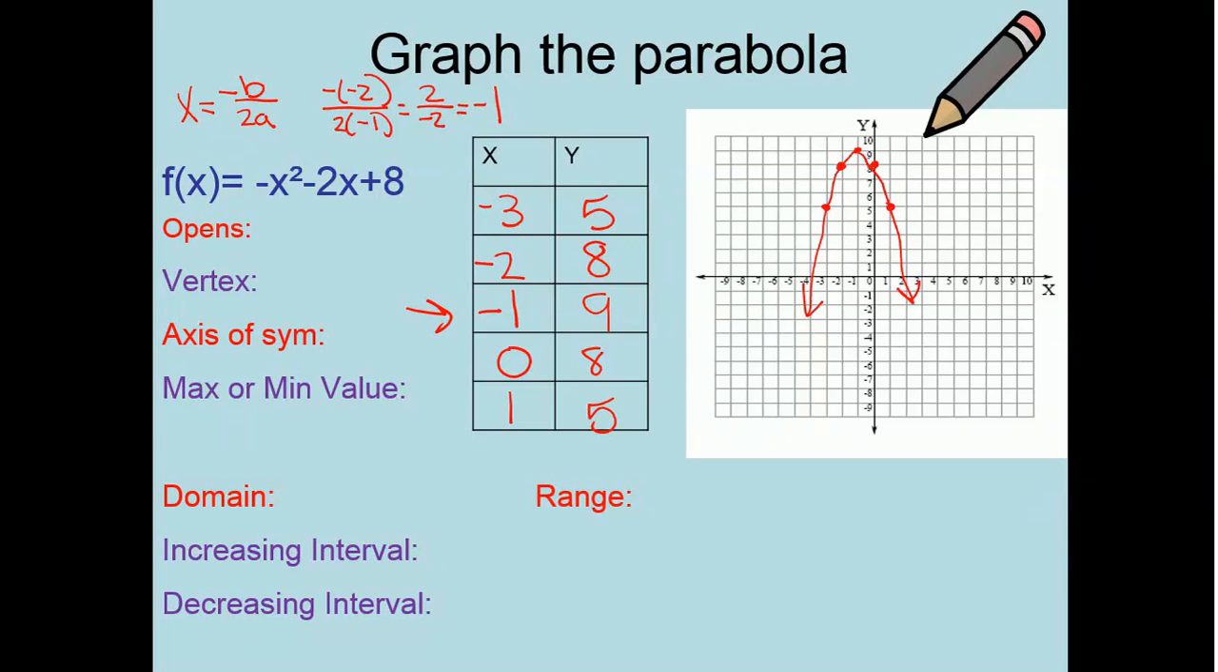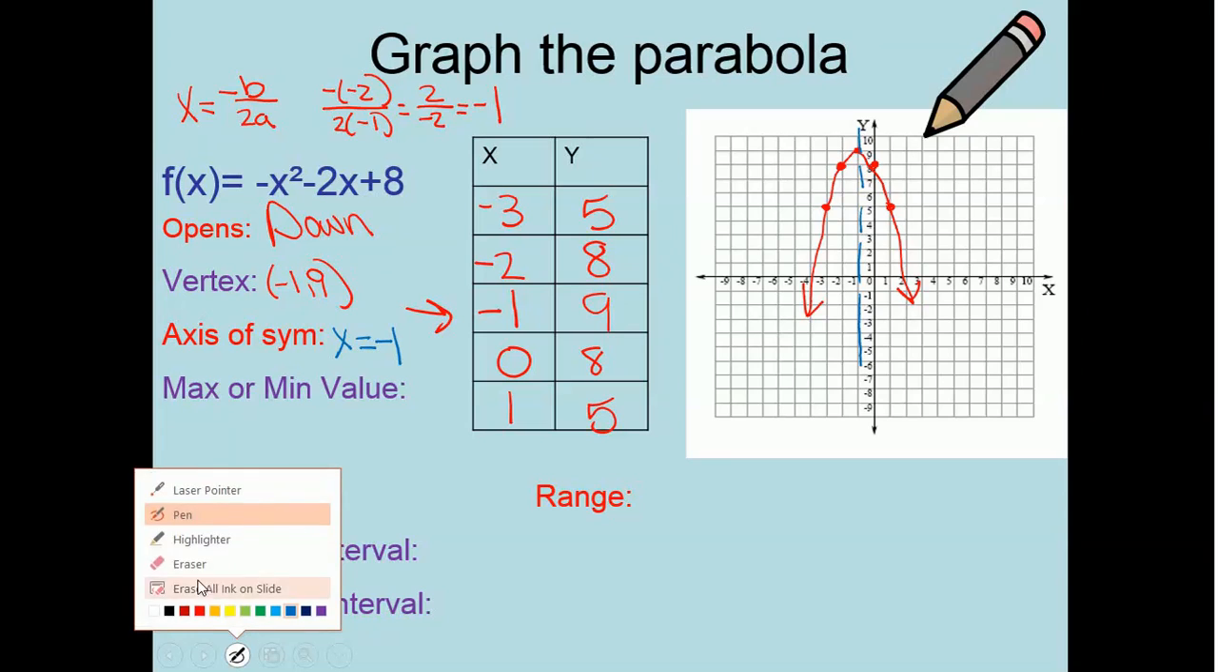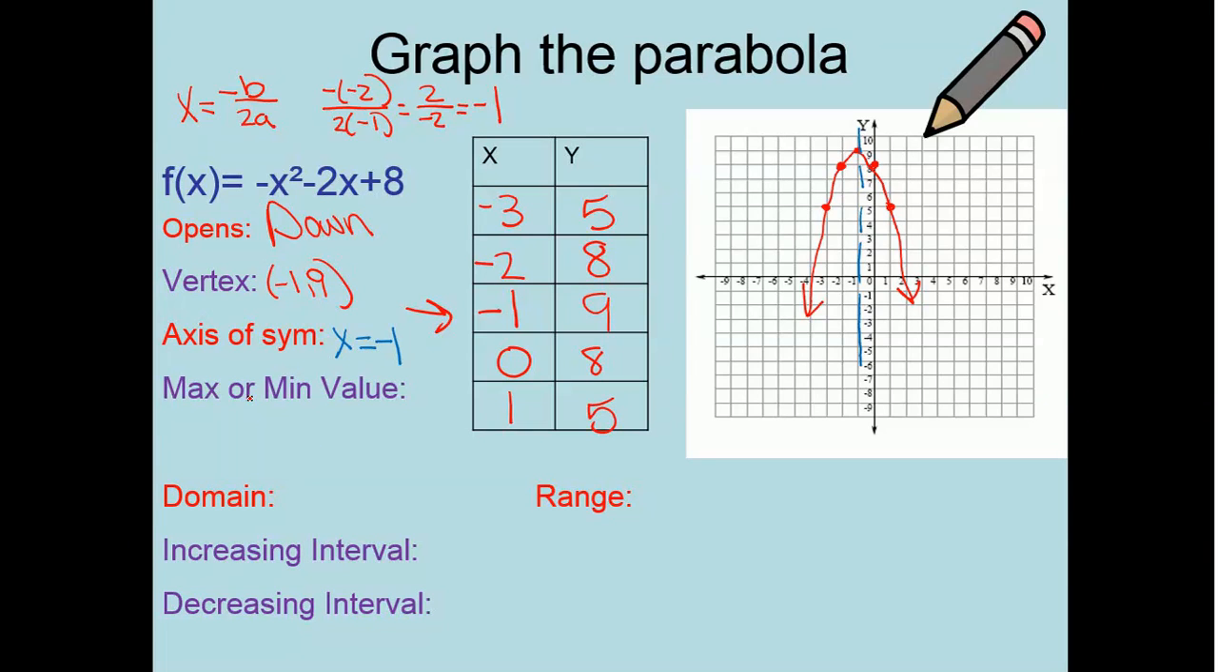There we go. So now it's opening downwards. I have a negative for my A right here, negative 1. My vertex right in the middle there, negative 1, 9. Axis of symmetry. So I can fold this guy right here, right? So that would be my x-axis of negative 1. So x equals negative 1 for my axis of symmetry. Looks like I have a maximum value because I have a hill. My max value is the y value, the highest y value, which is 9. So my maximum is 9.